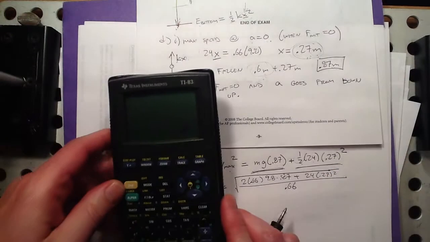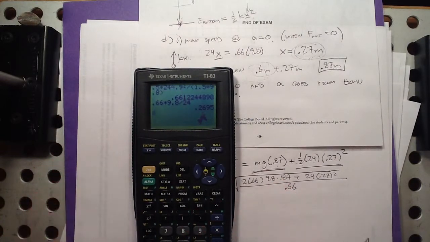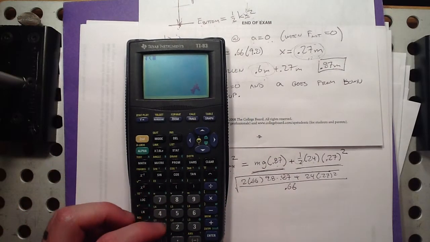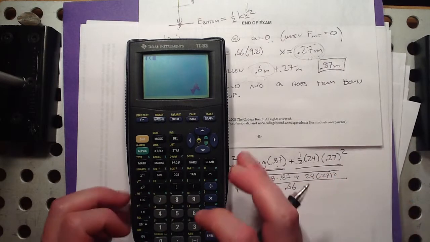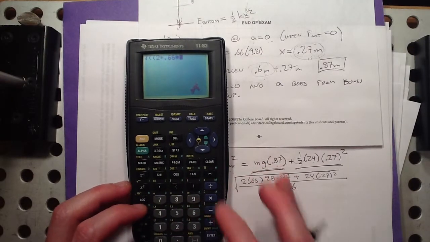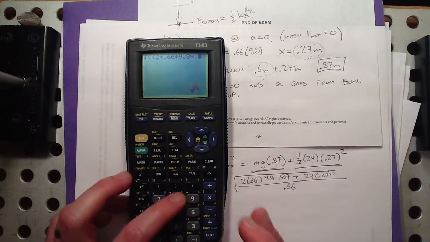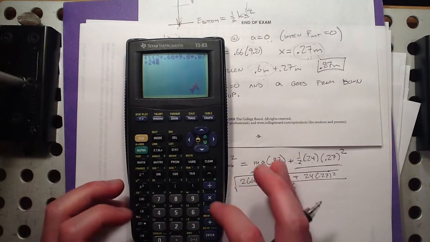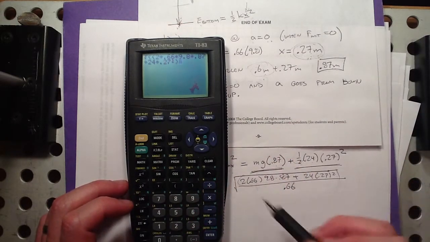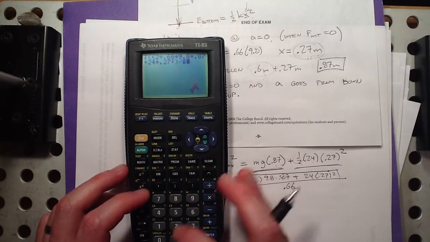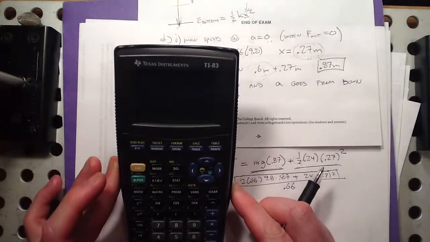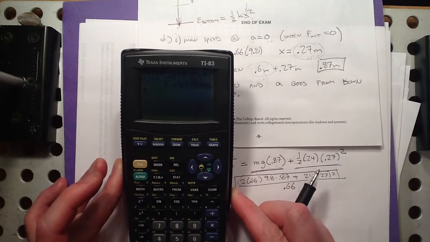Let's see if I can jam that all into the calculator. So we've got the square root of, and I want that whole top of the fraction in parentheses, so another set, open there, 2 times 0.66 times 9.8 times 0.87 plus 24 times 0.27 squared, close parentheses, that closes the top of the fraction, divided by 0.66, and that closes the square root, and that gives me 4.43, which is not the correct answer.